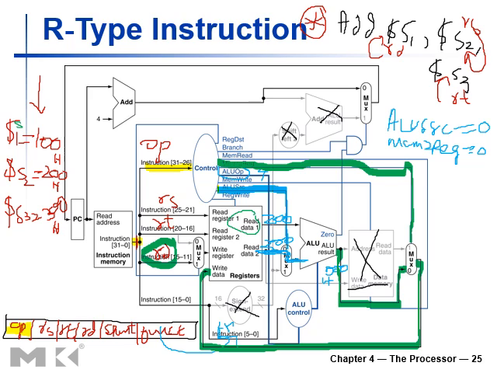So after execution of this instruction, $s1 will get 500. Previously it had 100H. So in this particular way, the R format instructions are processed.